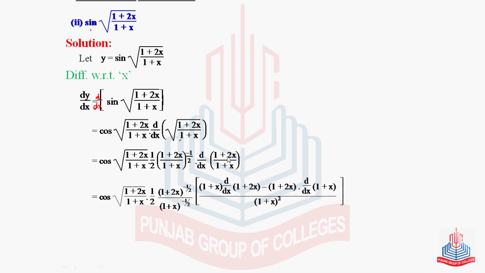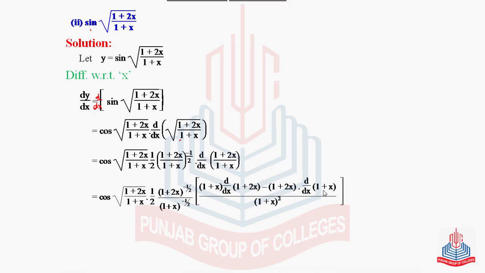Cos and angle will be as it is, 1 by 2 as it is, 1 plus 2x and 1 plus x both containing power minus 1 by 2, so applying power separately in numerator and denominator, and then we apply differentiation by using our quotient rule. 1 plus x whole square, this 1 plus x will be as it is, derivative will apply on numerator, which is 1 plus 2x, minus 1 plus 2x will be as it is, and derivative will apply on denominator 1 plus x.